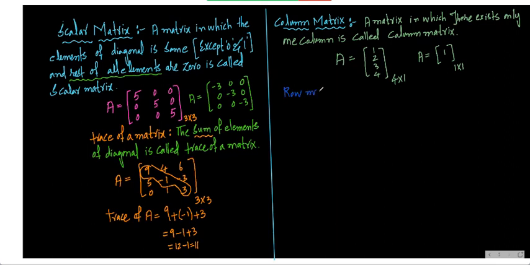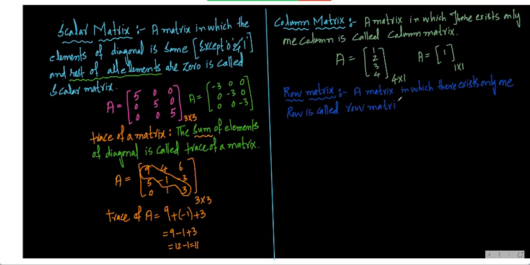Row matrix. A matrix in which there exists only one row is called a row matrix.